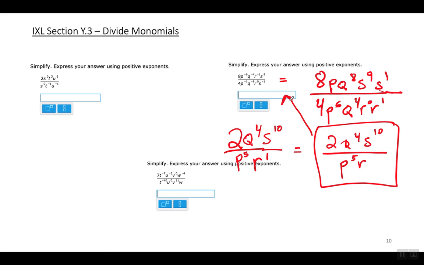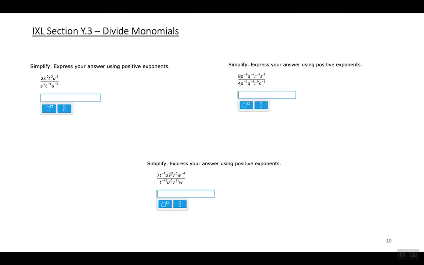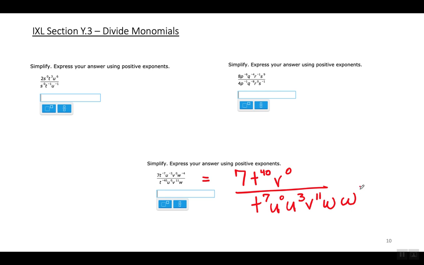Okay, and last example. El último ejemplo. Alright, so let me rewrite it without any negative exponents. Lo voy a escribir sin los exponentes negativos. So I'm going to have 7 t to the 40th power on the top and t to the 7th power on the bottom. U to the 0 on the bottom, u to the 3rd on the bottom, v to the 11th here, v to the 0 up here, w to the 1st power here, and w to the 4th power here.